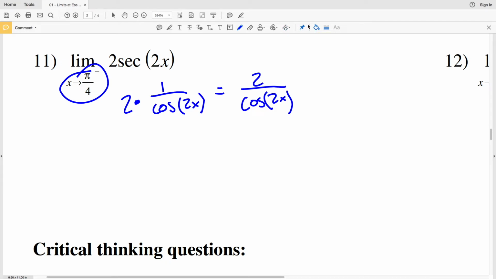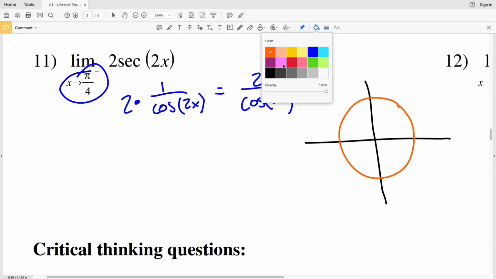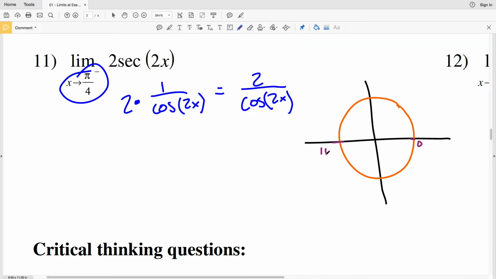Now to help me out, I'm going to draw a unit circle. So here's my rough unit circle. Over here, we're at 0 in radians. Over here, we're at pi in terms of radians. And we're approaching pi over 4 from the left.